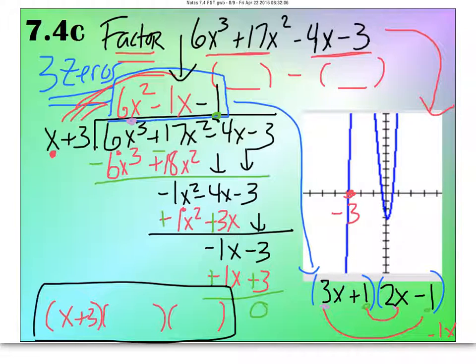Let me show you why. If I do 1 times 2x, that's 2x, and 3x times -1 is a -3x, that will add to the -1x, which is the middle term. So those are the correct factors, and I can put that here as 3x plus 1 and 2x minus 1, and this is factored fully.